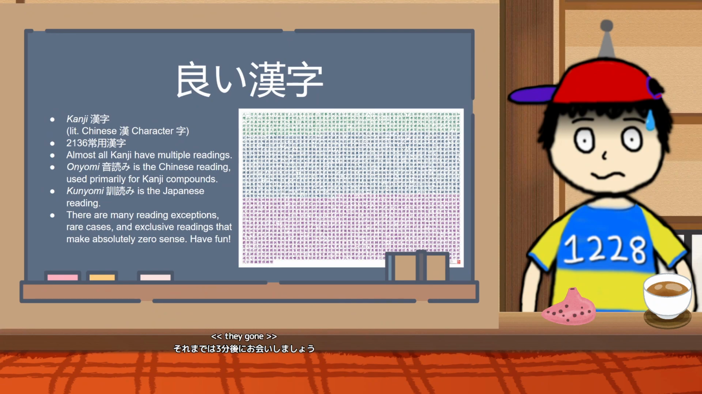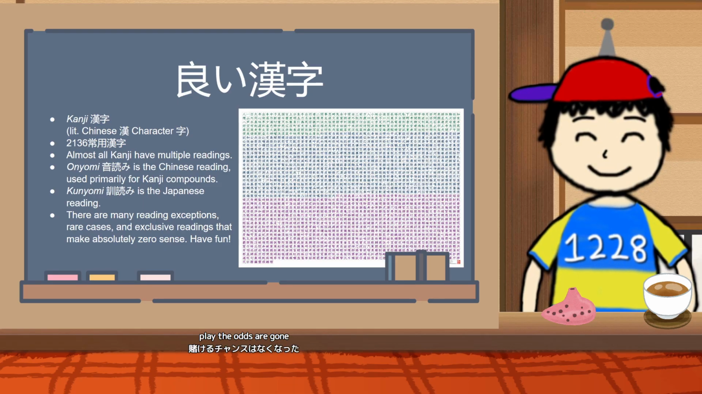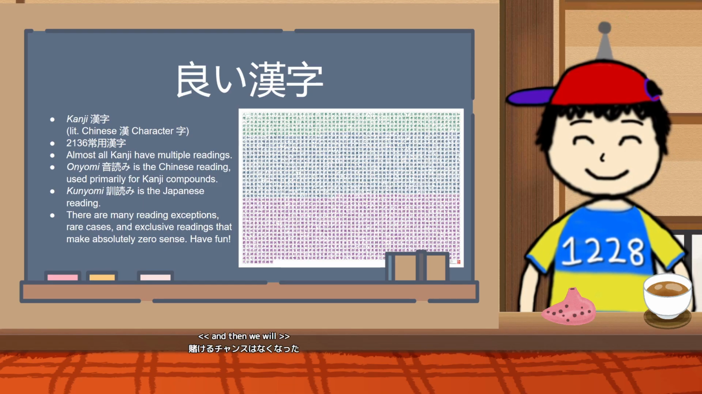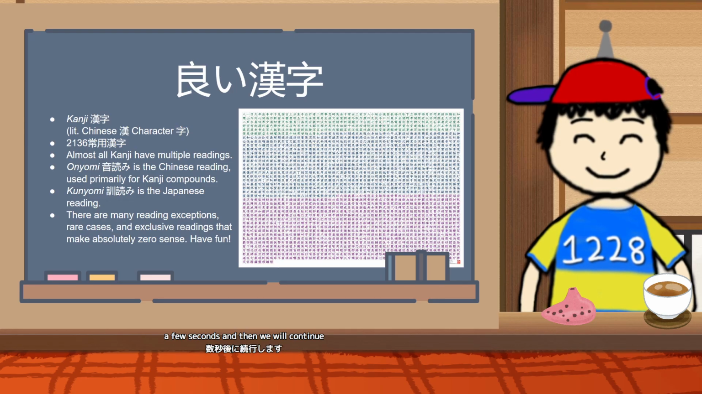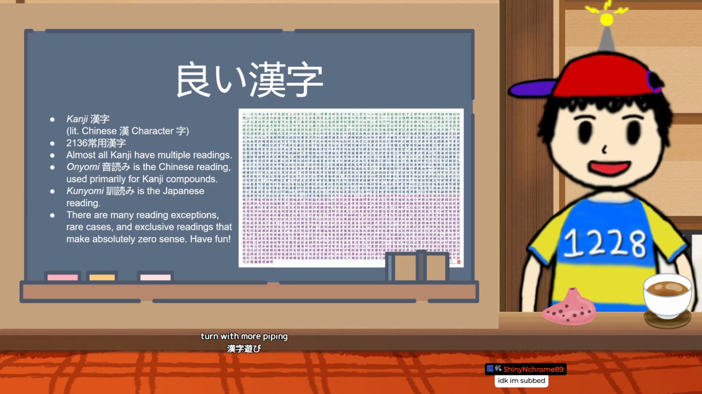Are they gone? Are the ads gone? Please tell me the ads are gone. We'll give it a few seconds and then we will continue with the kanji. I have returned with more piping. You don't know your sub? Thanks for the sub, man.